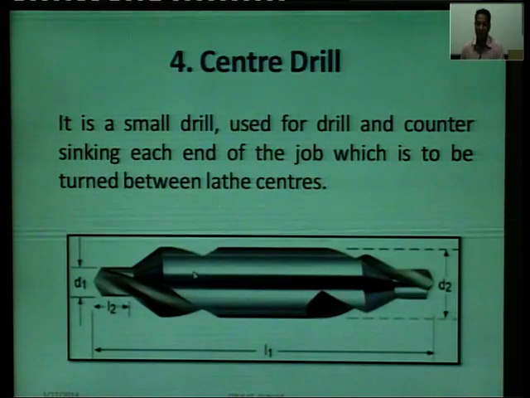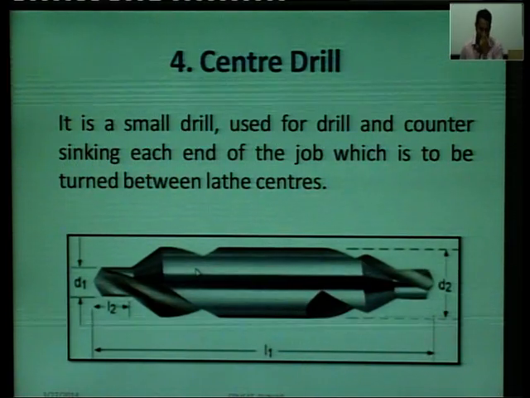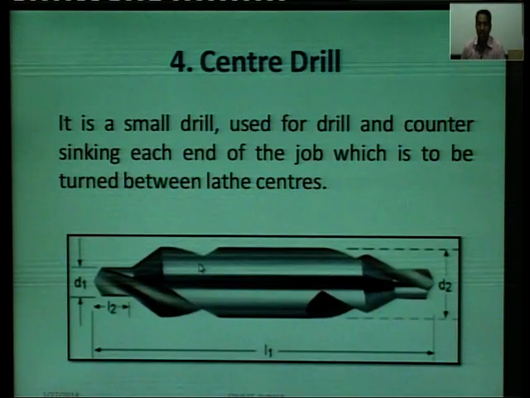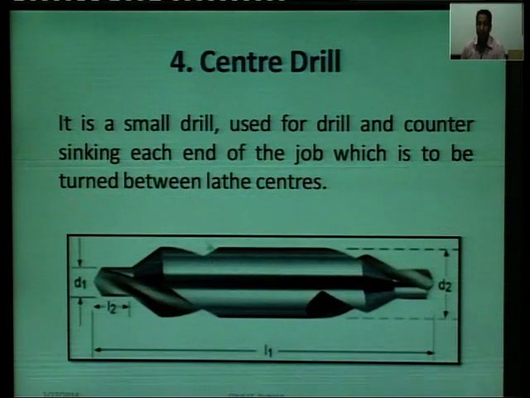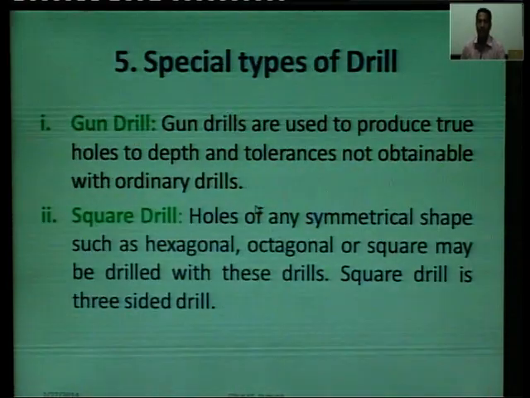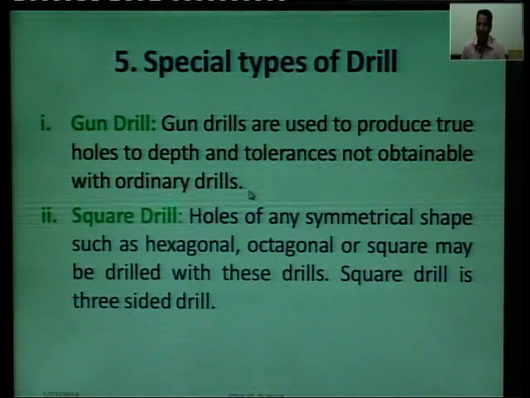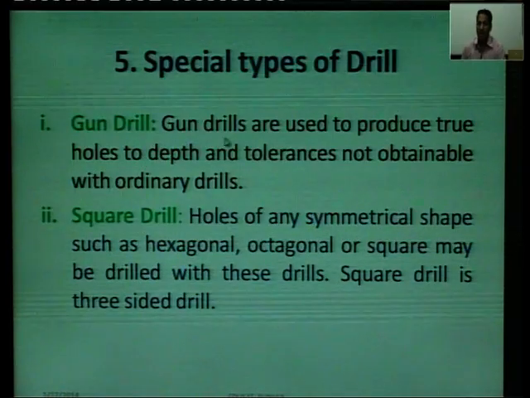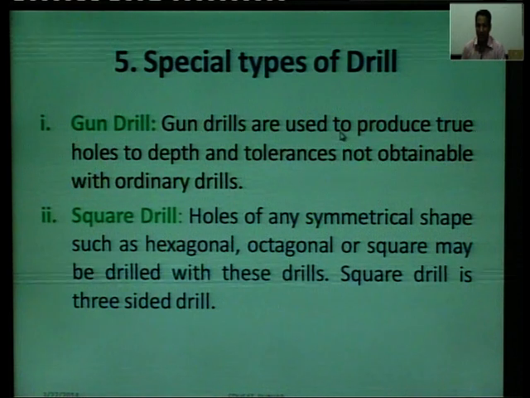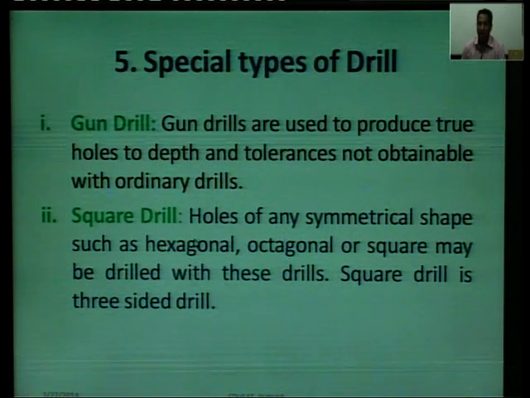This is a center drill. The center drill is used for making of the center, generally used on a lathe machine to make the center between the lathe centers. This is the special type of the drill, gun drill. Gun drills are used to produce true holes to depth and tolerances not obtained with the ordinary drills.